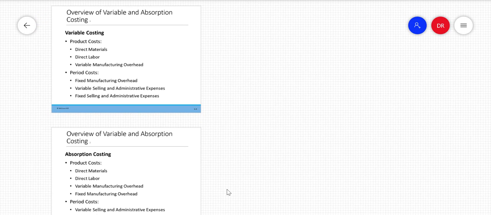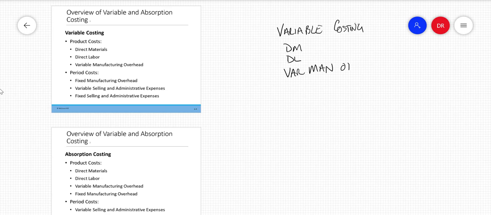So let's take a look at the overview of the differences we see between the two. First of all, let's look at variable costing. When we think of variable costing, the difference is what we include in product costs, all right? So when we do variable costing, we're going to have direct materials, direct labor, and variable manufacturing overhead. Those are product costs, all right?